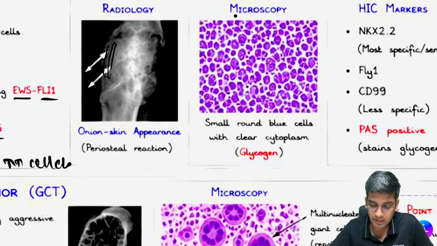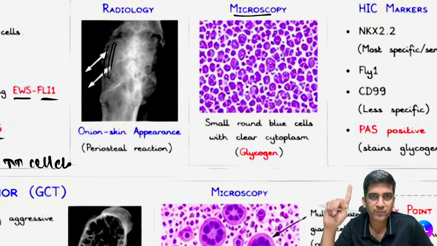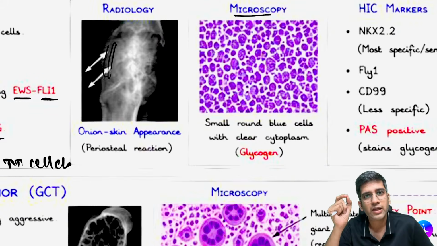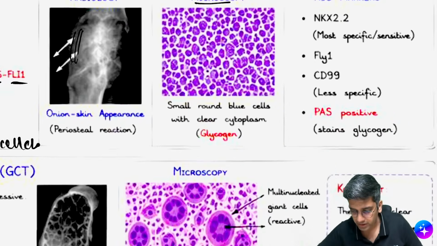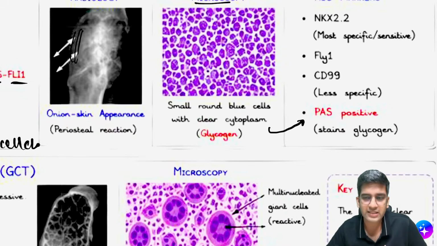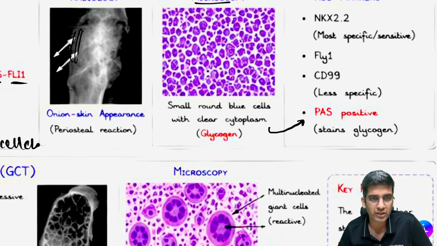Microscopy is important. Ewing sarcoma is a small round blue cell tumor. Multiple small round blue cells, very little cytoplasm, and some of the cytoplasm will have glycogen content in it. The moment you write glycogen content, you automatically have to write, yes, these cells are PAS positive because of the glycogen content. Ewing's is a small round blue cell tumor.